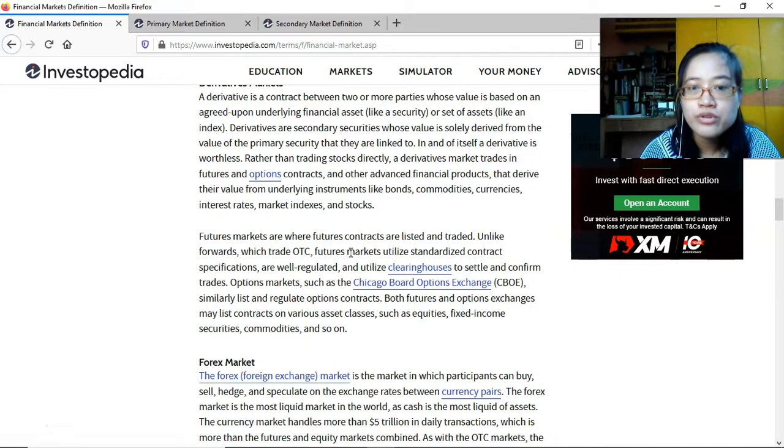Futures markets are where future contracts are listed and traded, unlike forwards which trade OTC, over the counter. Futures markets utilize standardized contract specifications, are well regulated, and utilize clearing houses to settle and confirm trades. This is just to ensure that the transaction or the contract is going to be honored, that both the parties that agreed to it would honor and pay up when the time comes.